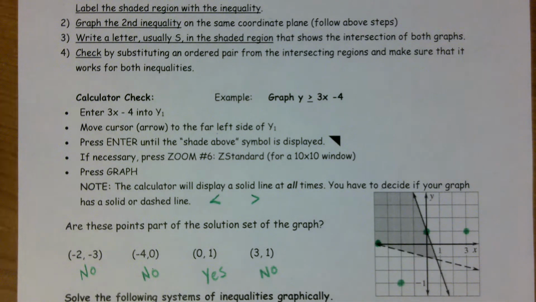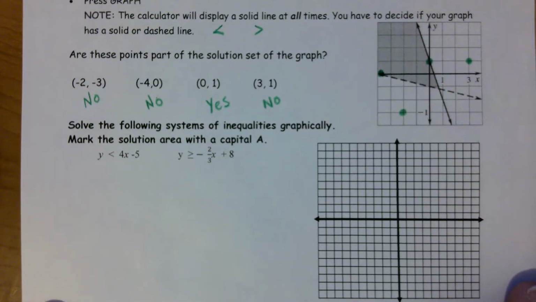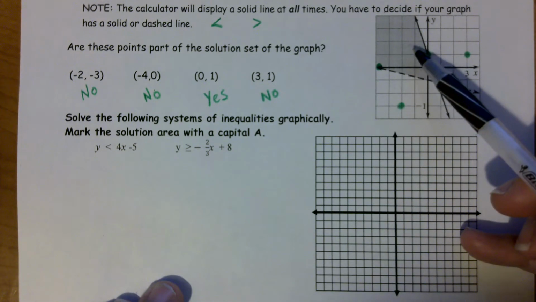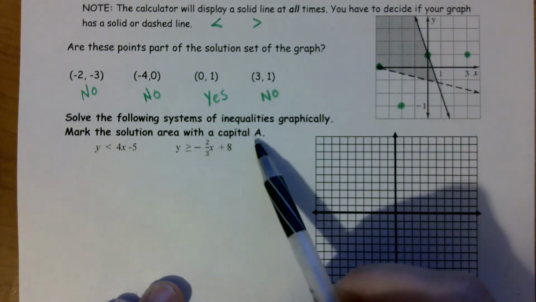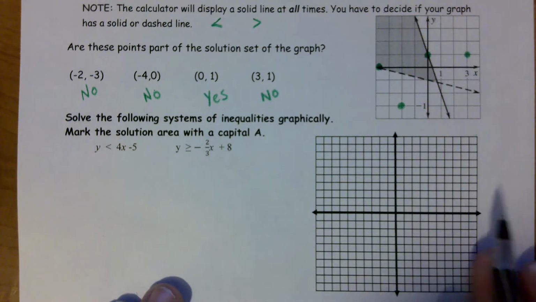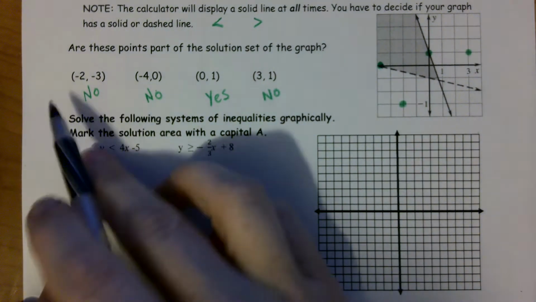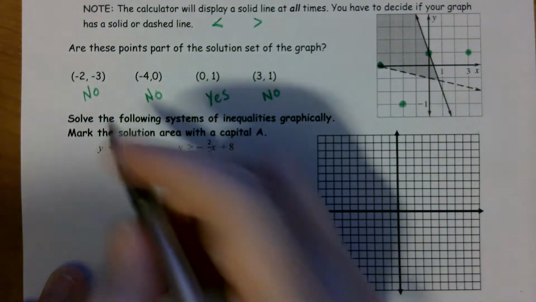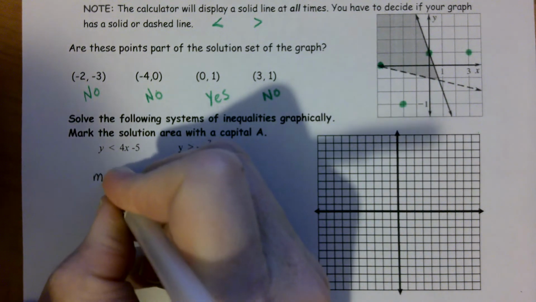Okay, let's take a look at how we're going to graph the following systems of inequalities. When we're finished and we have an intersecting region, we're going to mark that with a capital A for answer. Okay, let's take a look at this first one. This is already set to graph because y is isolated. So I'm going to show the method I use to graph.